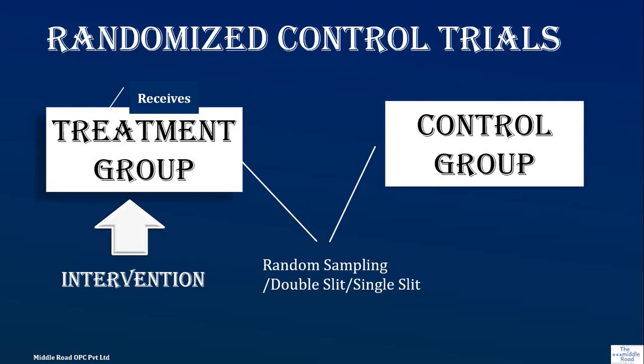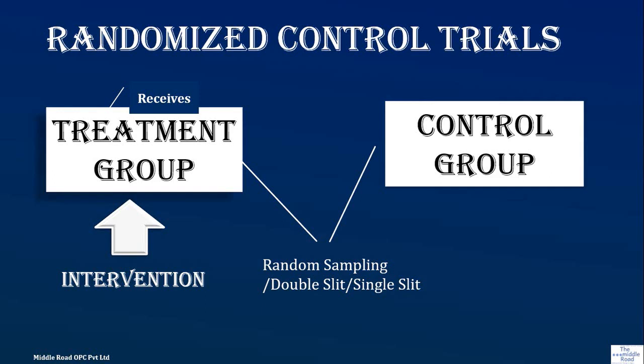Basically, you divide it into two very similar groups. One is a treatment group, the other is a control group. They are selected through random sampling, which is a lottery, or double slit and single slit procedures. There are other examples also, but we'll just keep it to random sampling, and we'll not go in depth. So the idea is to have a totally random sample to remove selection bias. Usually double slit and single slit experiments are good to remove any selection bias.